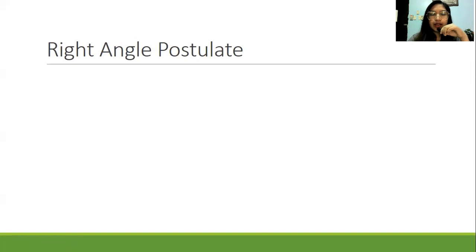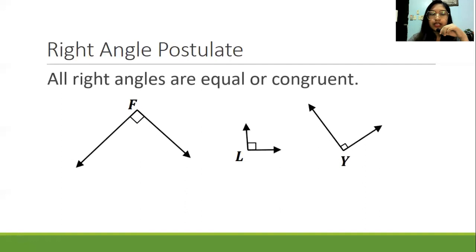Last postulate, we have the right angle postulate. Right angle postulate: all right angles are equal or congruent. Bakit? Dahil iisa lang naman po ang measure ng right angle. It is exactly 90 degrees.